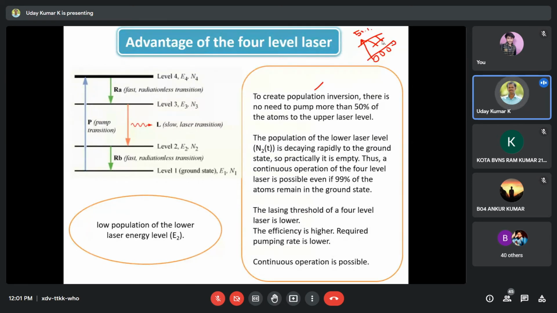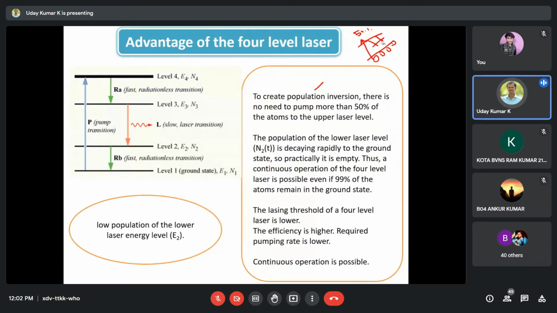So continuous pumping is something really difficult to do, and giving it continuously is also one of the challenging things. Therefore, in the 3-level laser, you need a continuous pumping. But when it comes to the 4-level laser, you don't really require 50% of the atoms to go to the higher energy level. Even a small fraction is enough for you to get the population inversion.